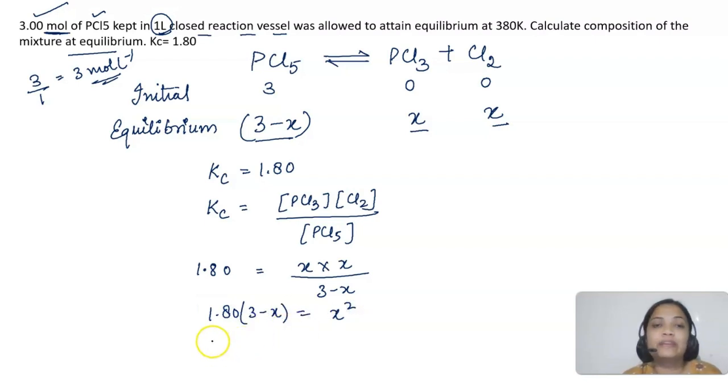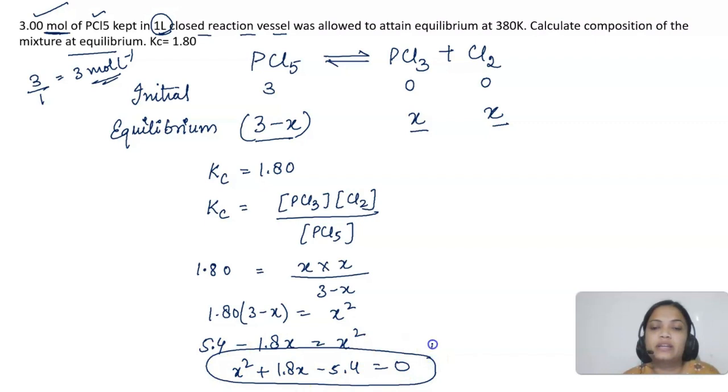I told you na, you will be getting a quadratic equation that you have to solve. So यहाँ पर कितना आएगा? 5.4 minus 1.8x equals x square. So from here x square plus 1.8x minus 5.4 equals 0. So you have to solve this quadratic equation now. So from here you will be solving it and you will be getting the value of x.